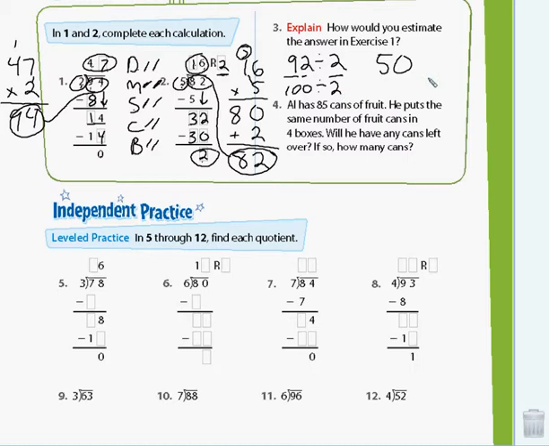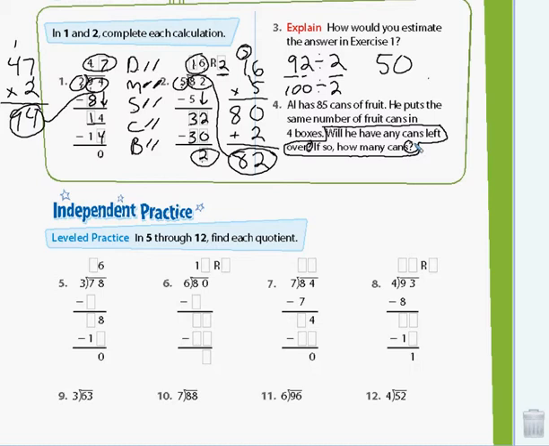Al has 85 cans of fruit. He puts the same number of fruit cans in 4 boxes. Will he have any cans left over? If so, how many cans? Okay, we want to box this in part right here. And right there it says, will he have any cans left over? If so, how many cans? I have 2 questions there, so I'm going to have to answer both those questions.